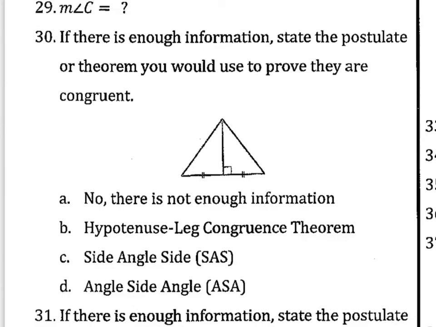Okay, 30. Is there enough information to state the postulate or the theorem you would use to prove these congruent? So you're looking at these two triangles. You've got a double tick mark here showing these sides. You've got a 90 degree here, which means you're going to have a 90 degree there. And we've got something going on there. So which choice do you have?